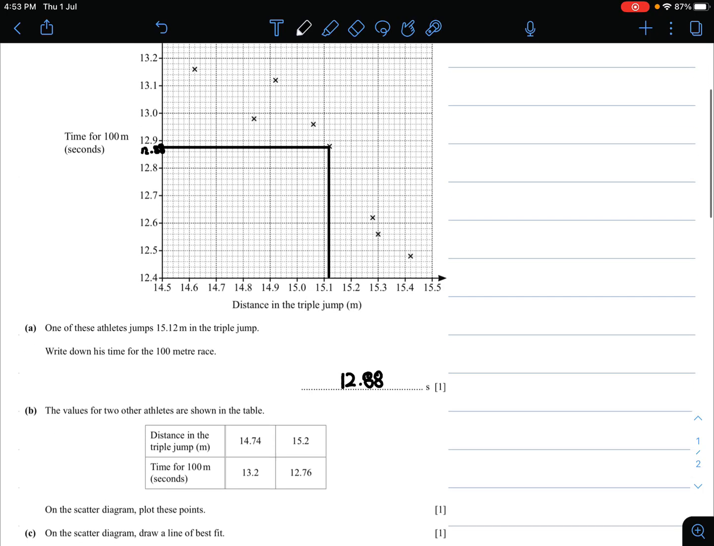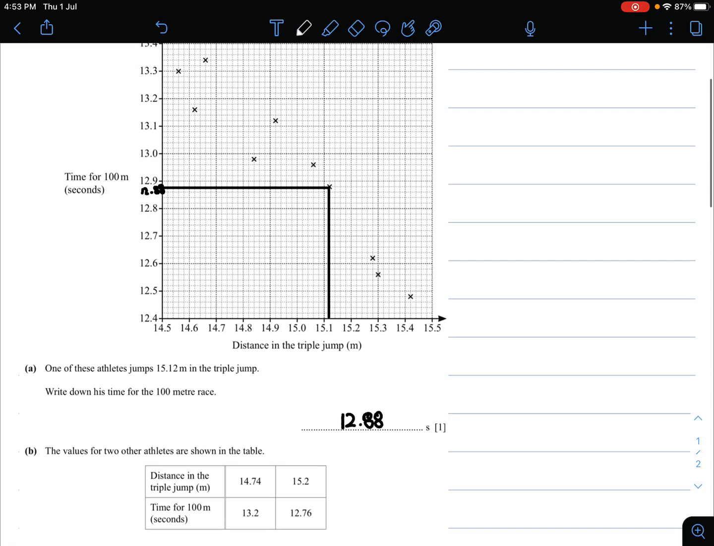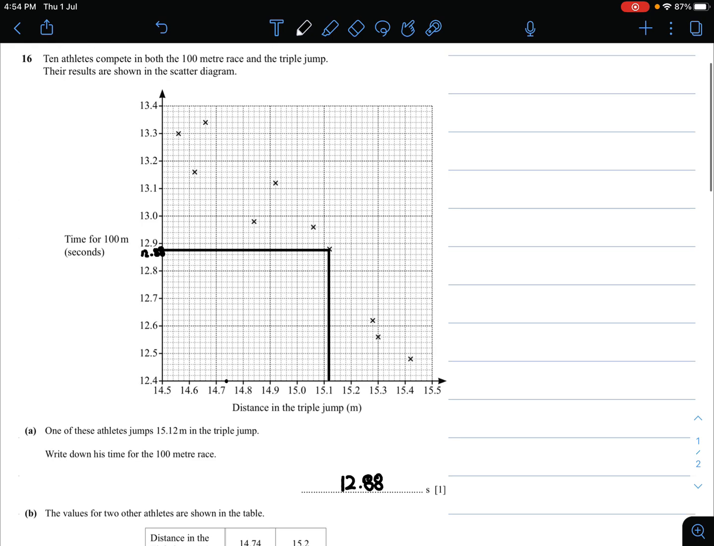Now let's move to part B. The values for two other athletes are shown in the table. On the scatter diagram, plot these points. So for 14.74, that would be two blocks to the right of 14.7 right here. And for the time for 100 meters, it's 13.2, which is right here.